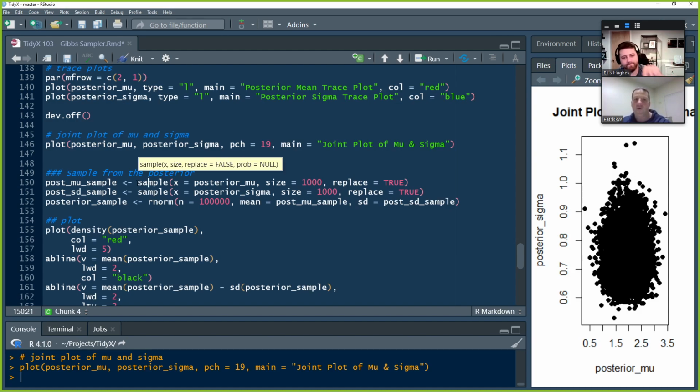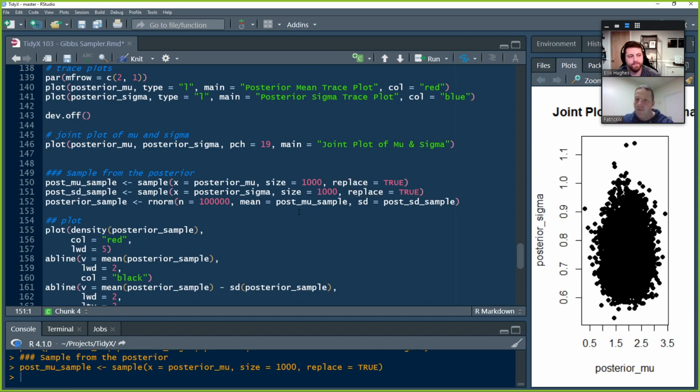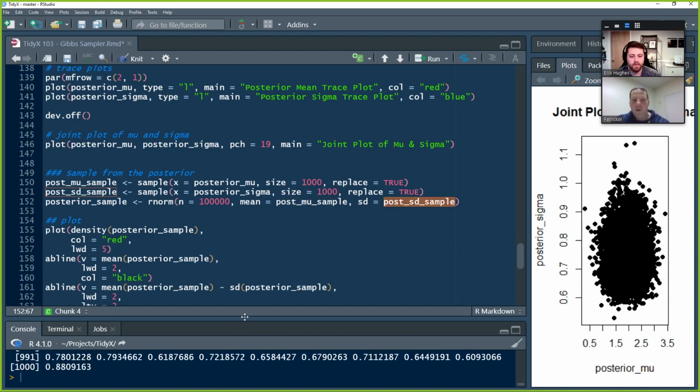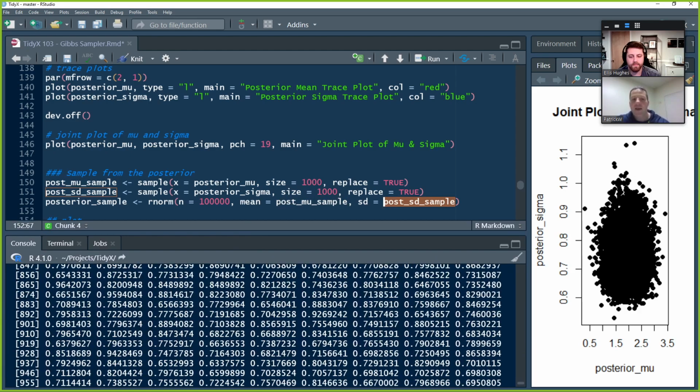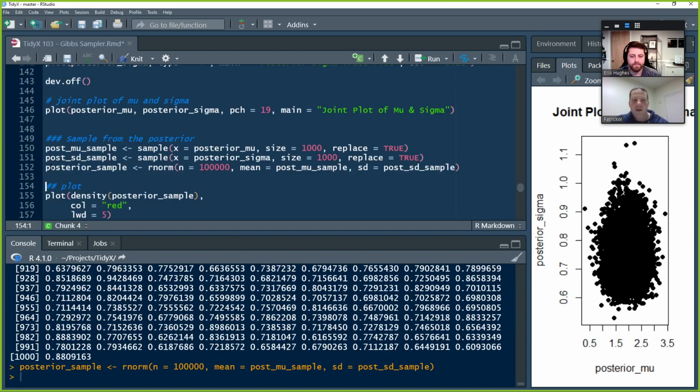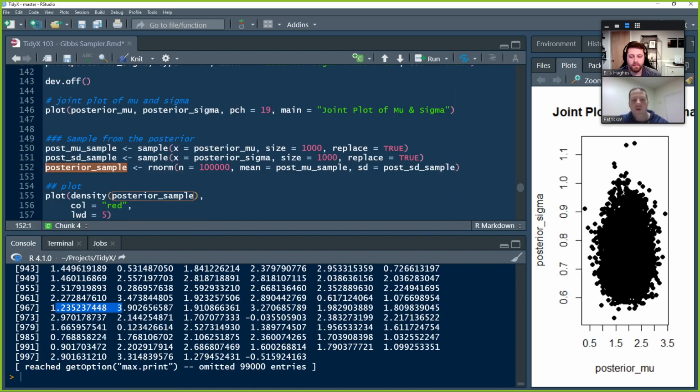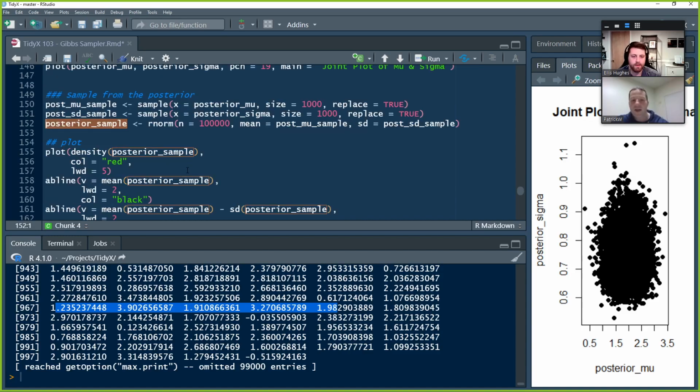And so what we want to do first is sample from our simulated mu values. So we're going to sample from posterior mu 1,000 times, and we're going to sample with replacement. So we're going to pull a marble from the jar and put it back so that it has an opportunity to be pulled again. And we're going to do the same thing with our standard deviation. So now we have two samples, a posterior mu and a posterior standard deviation, and then we're going to combine those, 100,000 times, in a normal distribution, and this is going to represent the player's mean and standard deviation of their performance.